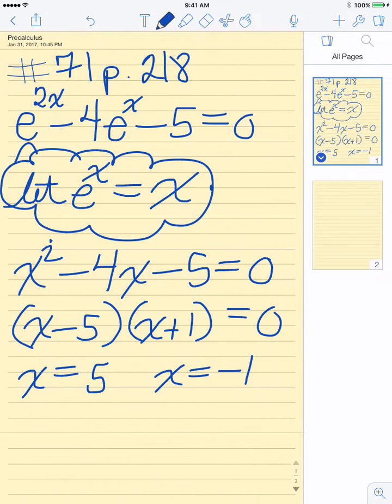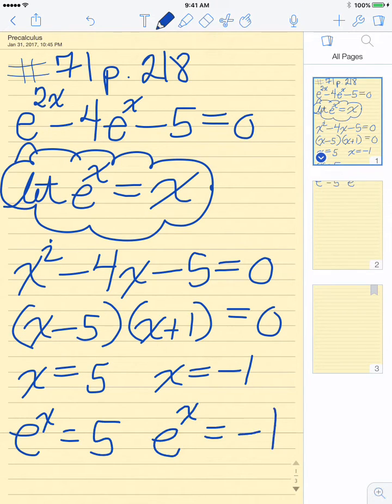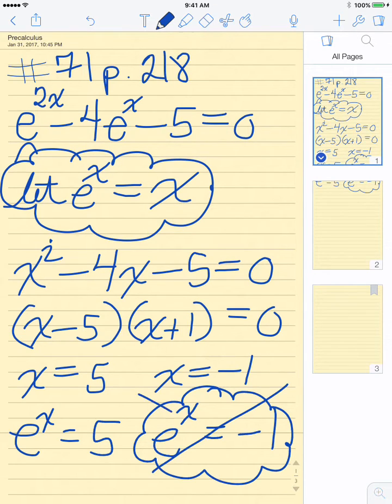So before we actually say that those are the answer, let's go ahead and bring e to the x back, because that's what we're solving for. So here we're saying that e to the x equals 5 and e to the x equals negative 1. So here, e to the x equals negative 1 is not in our domain. It's an extraneous solution. So we are not going to include that. So the only correct answer is e to the x equals 5.